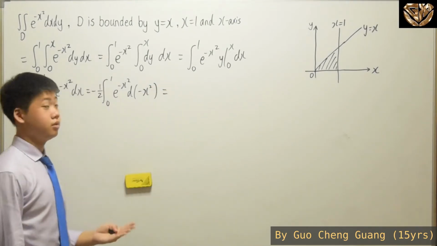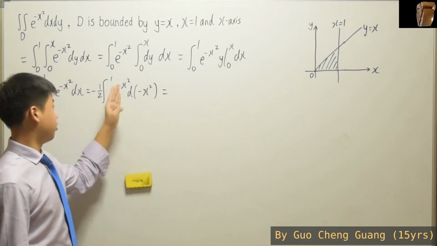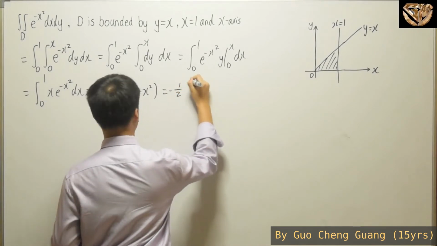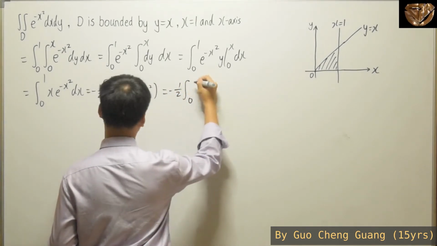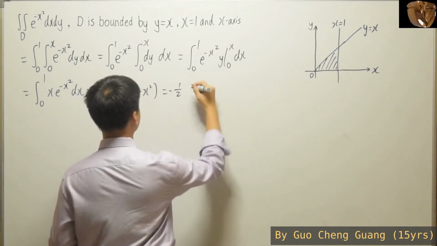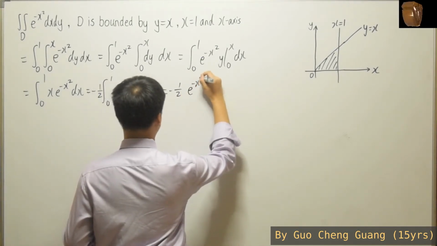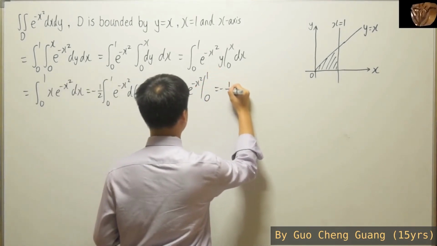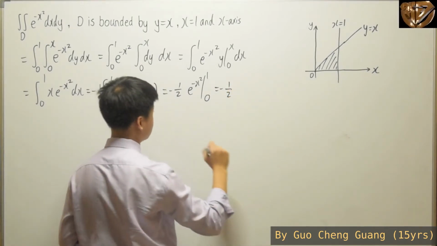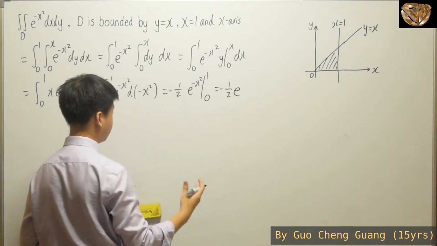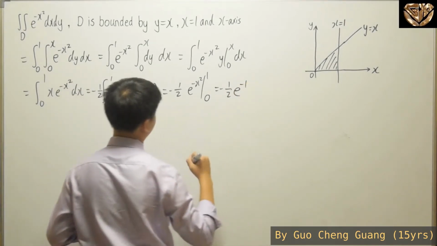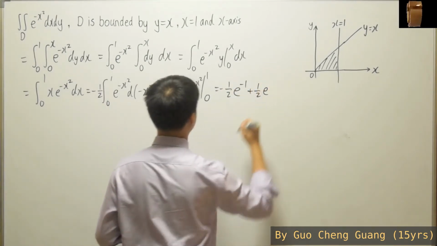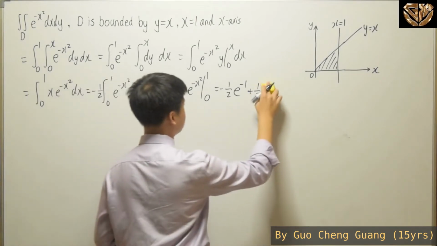Alright, so this is what we will see. Now this is pretty similar to just e to the power of x dx, that kind of thing, right? So negative half, integrate from 0 to 1, e to the power of negative x squared, and you just substitute in the values 0 and 1. When you put in the value of 1, you have e to the power of negative 1 squared, which is just e to the power of negative 1. Now when you put in 0, you will have e to the power of 0, which is 1.